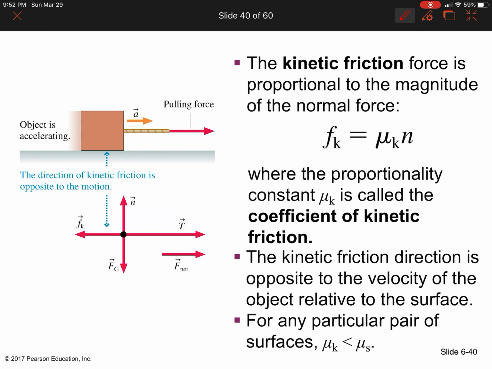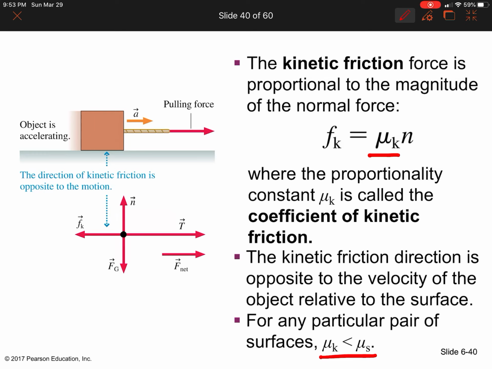All right, now that gets us to kinetic friction, which is a force that's proportional to the magnitude of the normal force, and it does also have a coefficient of kinetic friction. The kinetic friction direction is opposite to the velocity because it's opposing. We've talked about friction usually opposing whichever direction it's going. And for any particular pair of surfaces, the kinetic friction is going to be less than the static friction.